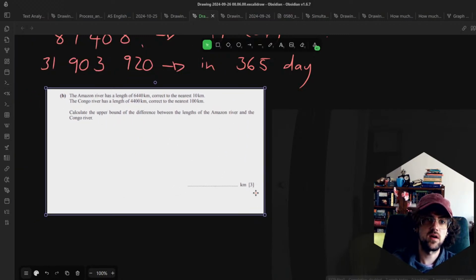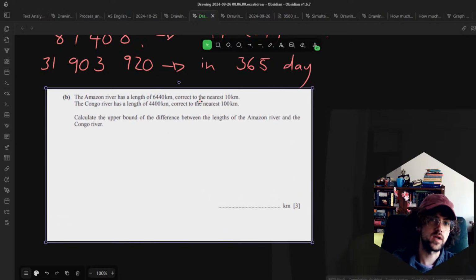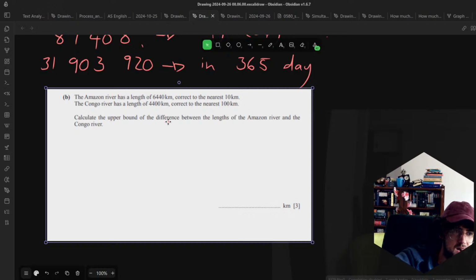So the Amazon River has a length of 6,440 kilometers, correct to the nearest 10 kilometers. The Congo River has a length of 4,400 kilometers, correct to the nearest 100 kilometers. Calculate the upper bound of the difference between the lengths of the Amazon River and the Congo River. Okay. So let's quickly define this. What do we mean when we say upper bound? Any idea?